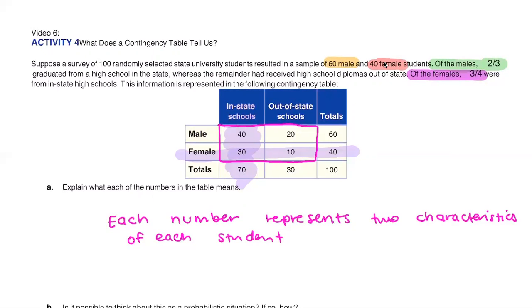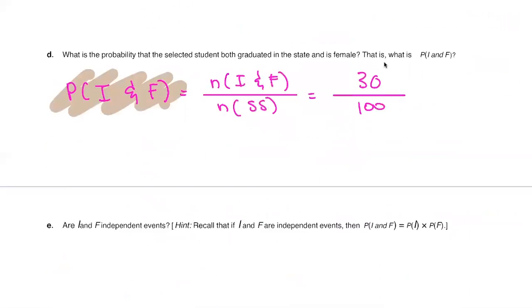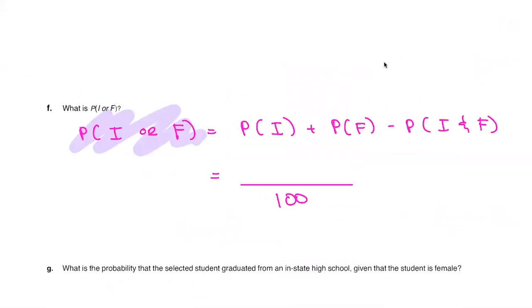I don't want to double count, but because we have a contingency table, I just look at each box that's been colored. I have 40 plus 30 plus 10, that's 80. So in-state or female, 80 out of 100, 80%.